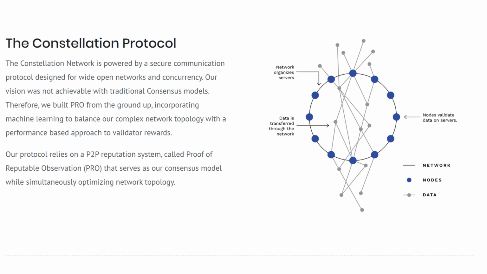Their website states, the Constellation network is powered by a secure communication protocol designed for wide open networks and concurrency. Our vision was not achievable with traditional consensus models. Therefore, we built it from the ground up, incorporating machine learning to balance our complex network topology with a performance-based approach to validator rewards. Our protocol relies on a peer-to-peer reputation system called proof of reputable observation that serves as our consensus model while simultaneously optimizing network topology.